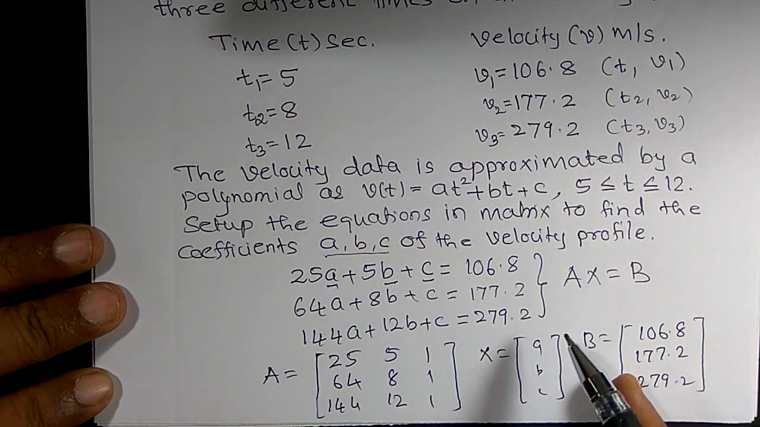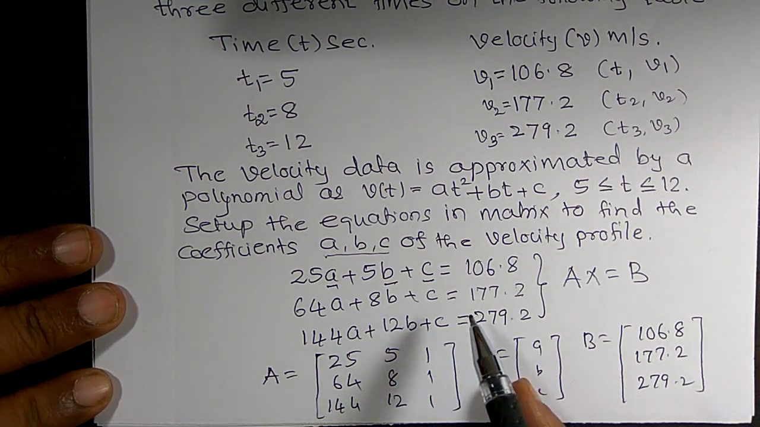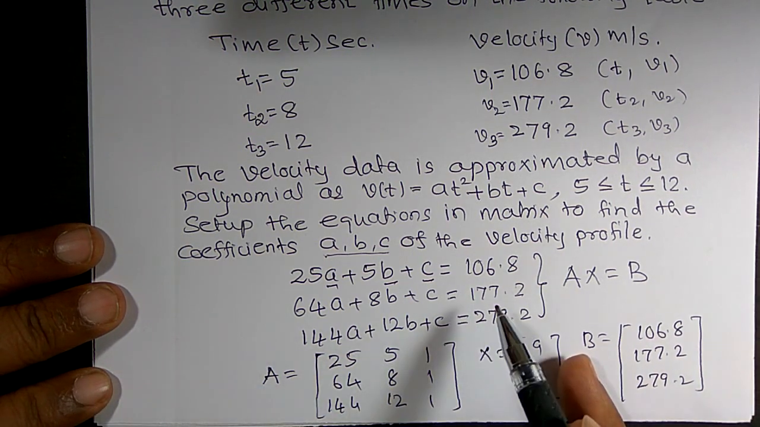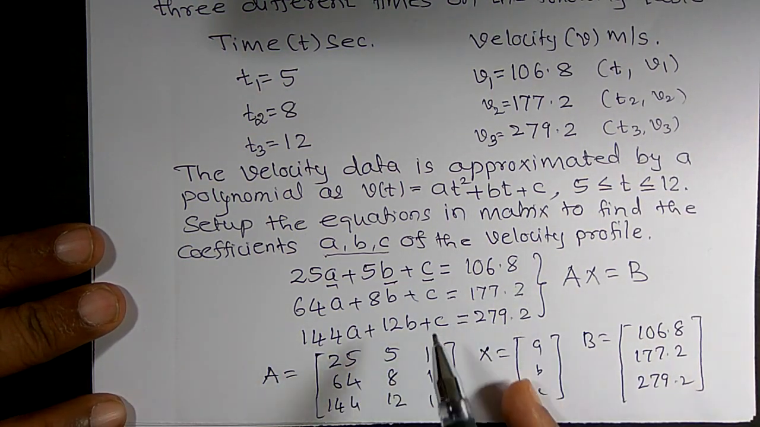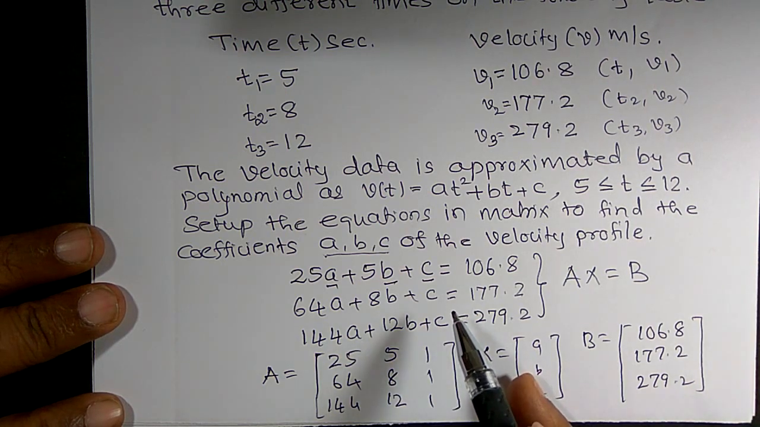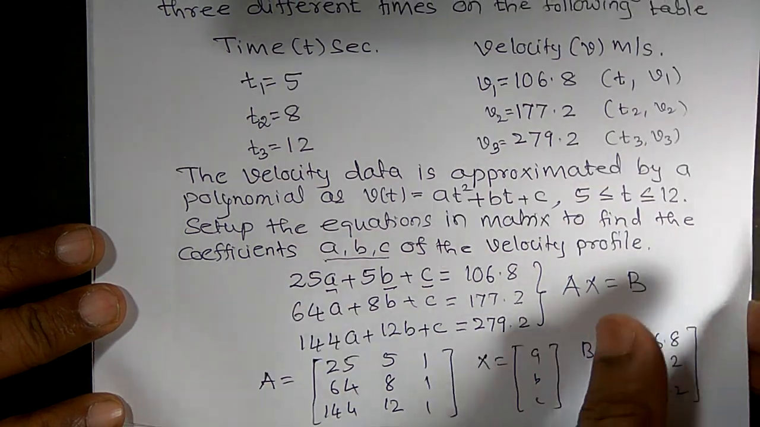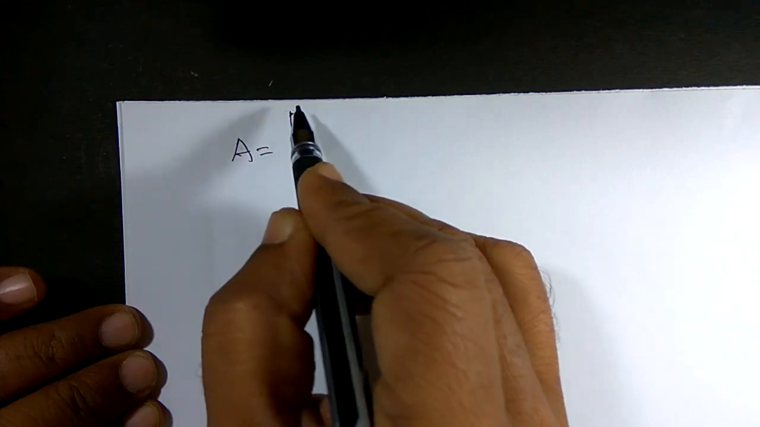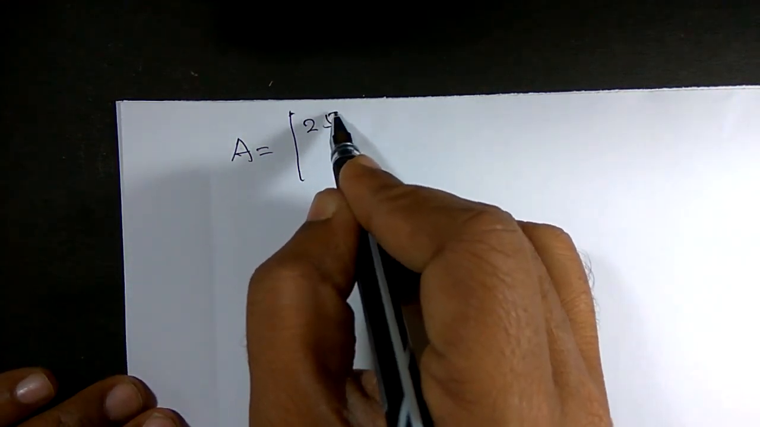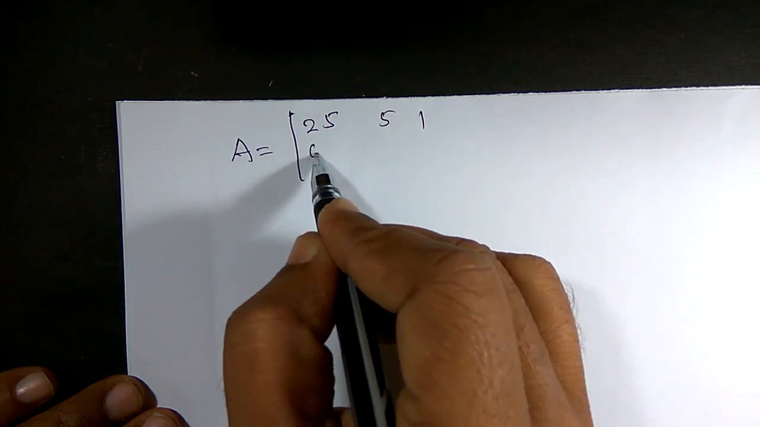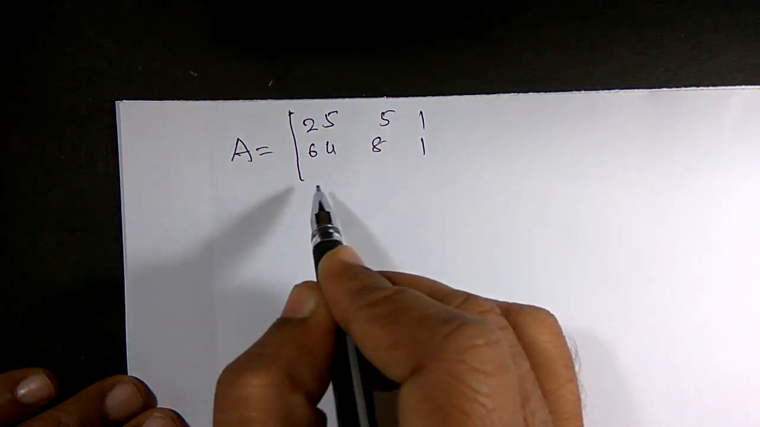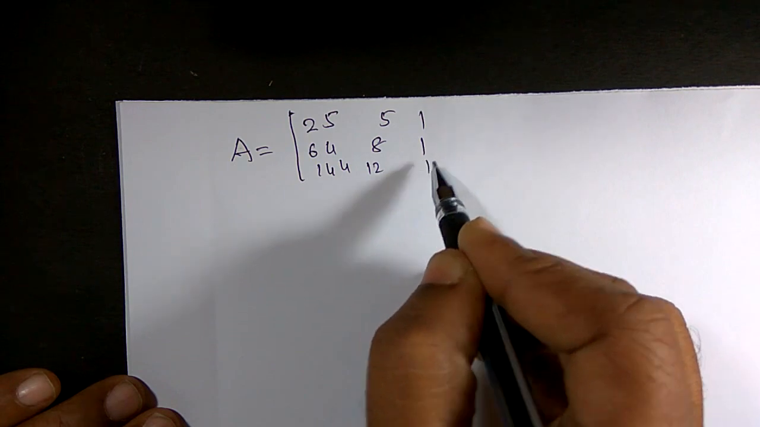So the question is, how do we find the solution of the system of equations? Before finding the solution, I want to verify whether the system is consistent or inconsistent. If it is consistent, whether we'll get a unique solution or infinitely many solutions. By using the rank concept, I am able to find out whether the system is consistent or inconsistent. Okay, I will write down the given matrix. A is equal to 25, 5, 1, 64, 8, 1, 144, 12, 1.